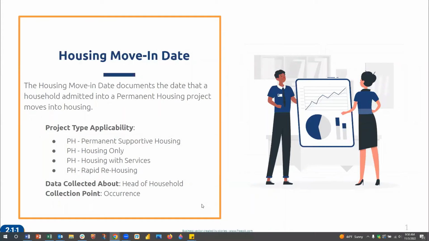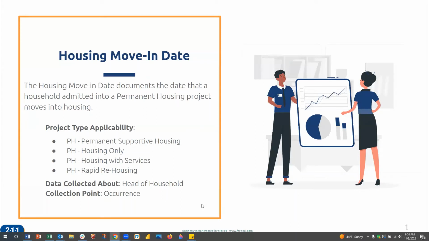In this video, we'll be discussing Data Element 3.20, the housing move-in date. The housing move-in date documents the date that a household admitted into a permanent housing project moves into housing. This data is critical to point-in-time and housing inventory counts as it differentiates households which have already moved into permanent housing from households which are enrolled in a permanent housing project but are still literally homeless as they prepare to move into an available unit.